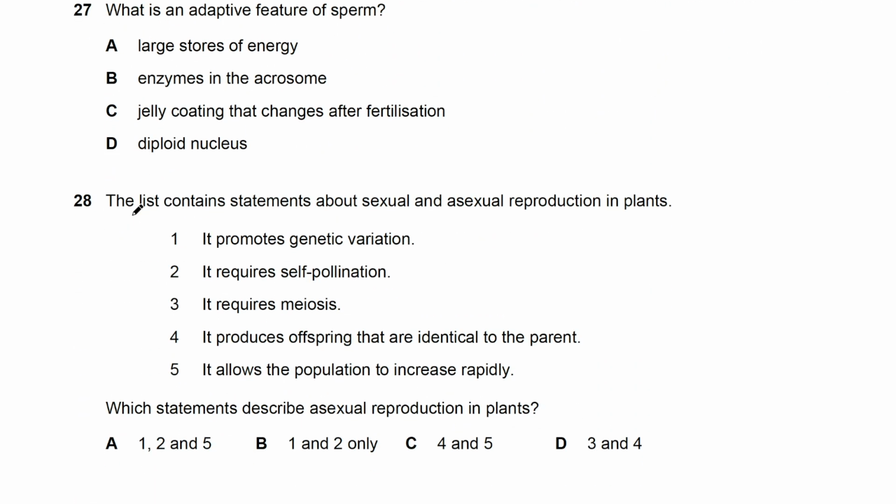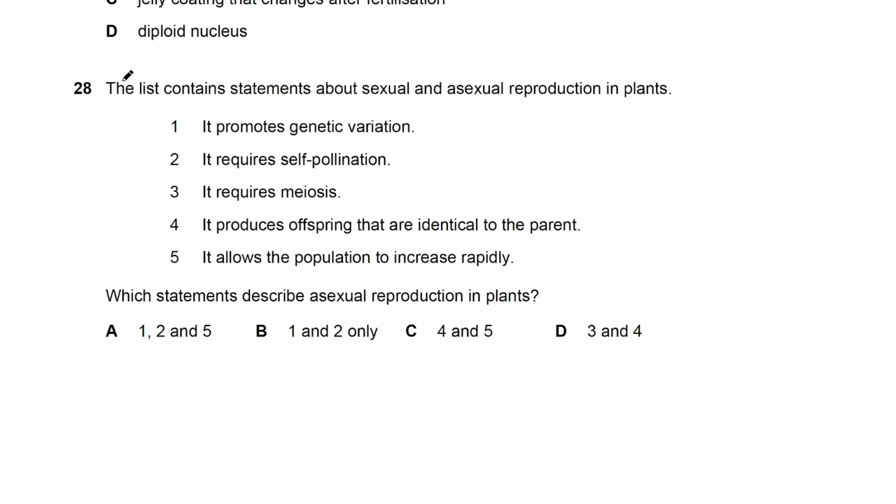Moving to question number 27. What is an adaptive feature of sperm? A. Large stores of energy. No, because it has a large amount of mitochondria to produce energy. No, A is wrong. B. Enzymes in the acrosome. Yes, in order to penetrate the egg. But let's continue. C. Jelly coating that changes after fertilization. No, nothing changed, so this is wrong. D. Diploid nucleus. Sure, it's haploid with a half number. That's why the right answer here is B, because it contains enzymes in the acrosome to penetrate the egg.